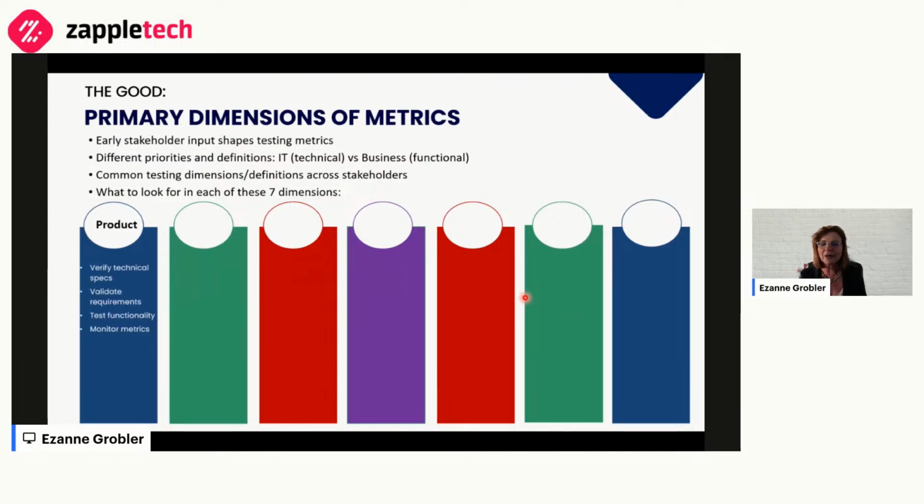The first one, typical product, where you still verify your technical specs, validate your requirements, test the functionality, and have monitoring metrics around that.